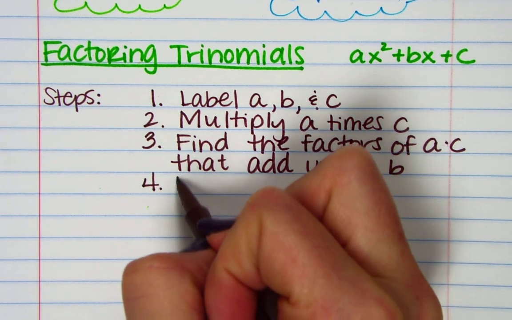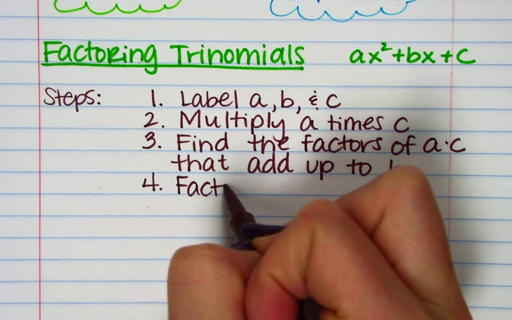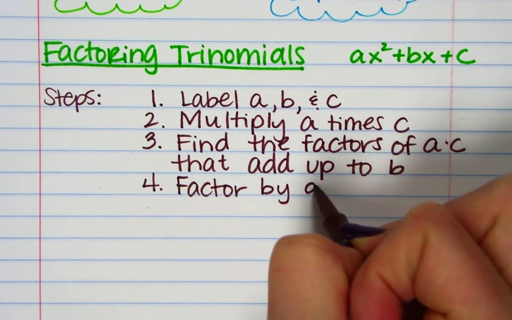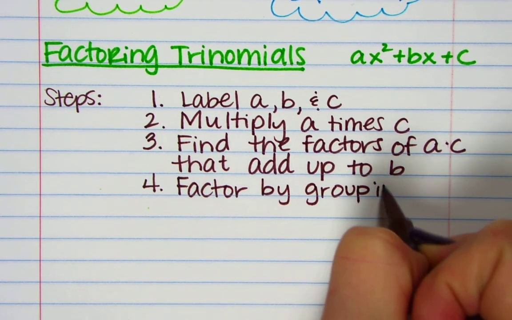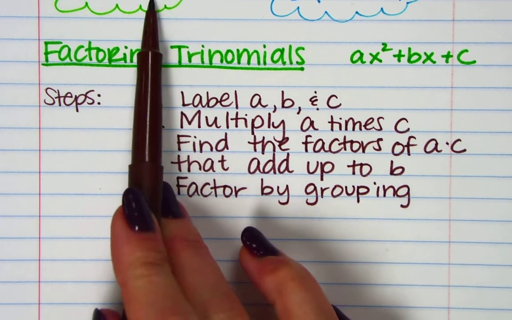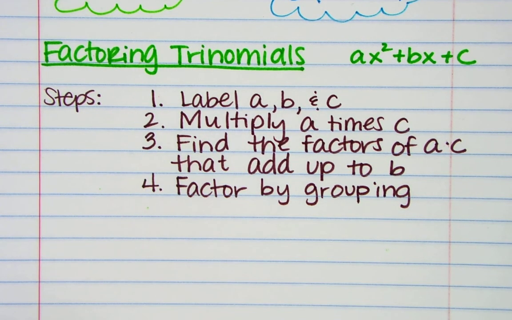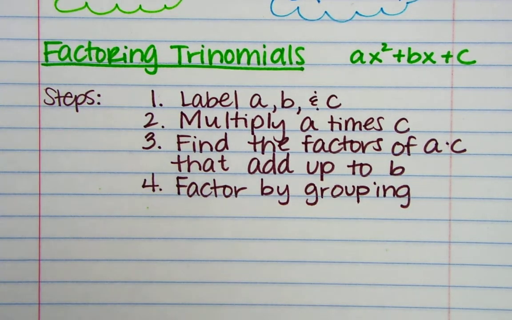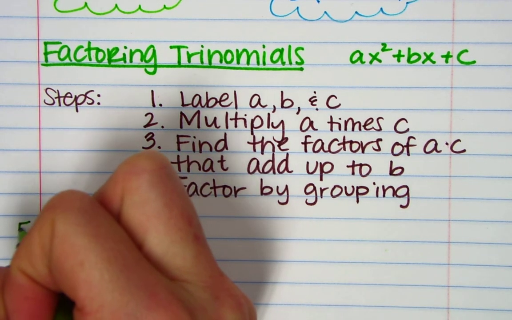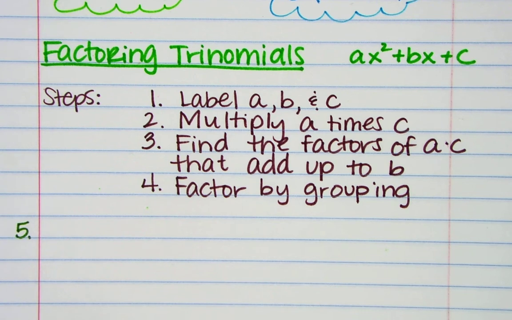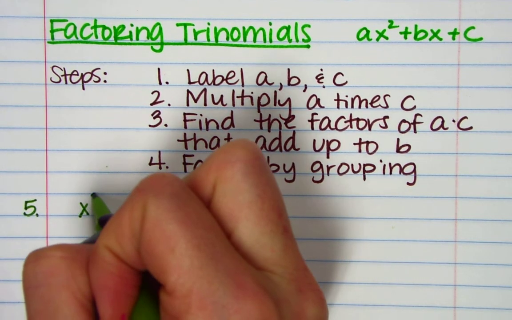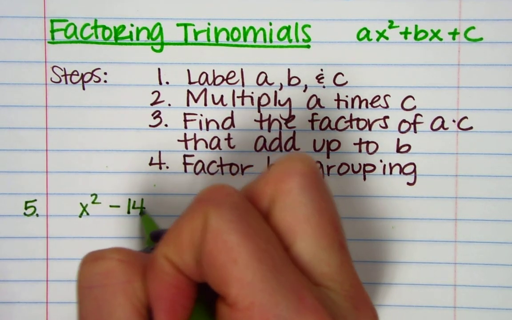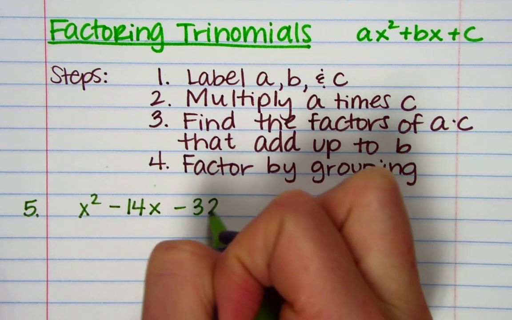Okay, and then we'll factor by grouping. Okay, which is basically we're going to put them in parentheses and factor out the GCF. Okay, like we just did up here. Okay. The first one we're going to do is going to be x squared minus 14x minus 32.